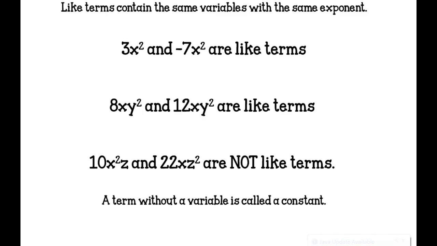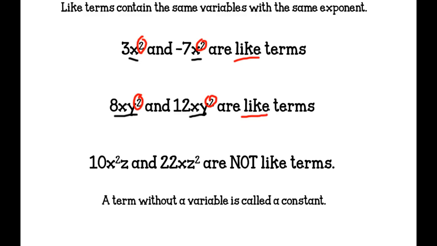So we look at their variable, which is x, and then we look at the exponent, which is squared, and so they are like terms. Here we have 8xy squared and 12xy squared. We look at the variables, which are x and y, and then the exponents are squared. So again, we know that they are like terms.